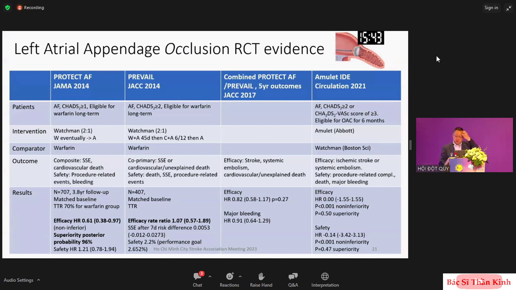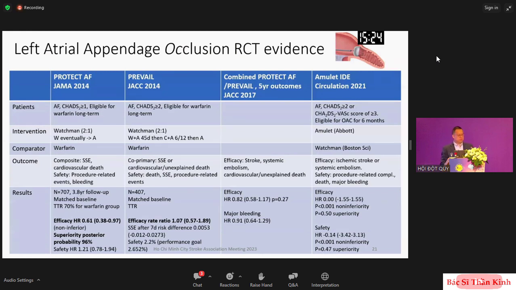So we have randomized controlled trial data which mostly compare left atrial appendage occlusion, so percutaneous occlusion by an interventional cardiologist, mostly versus anticoagulation, certainly in the first few weeks.